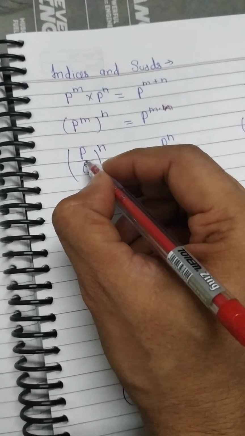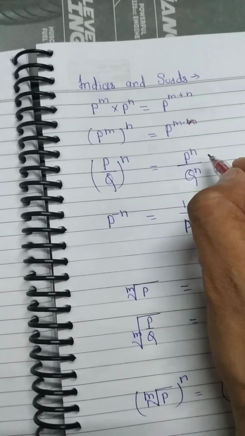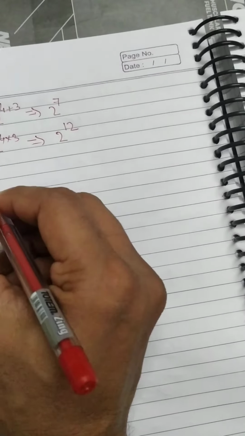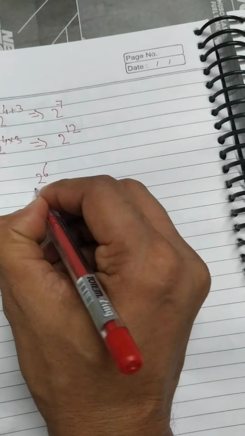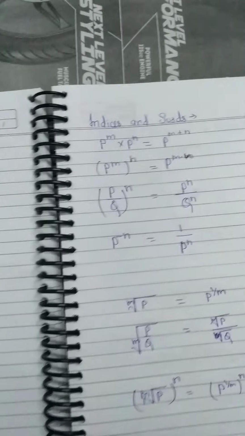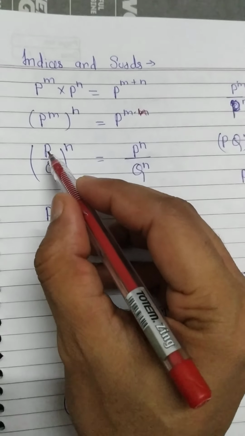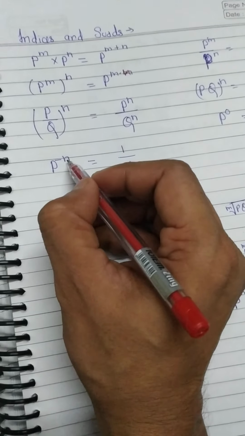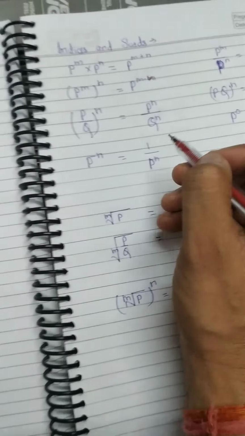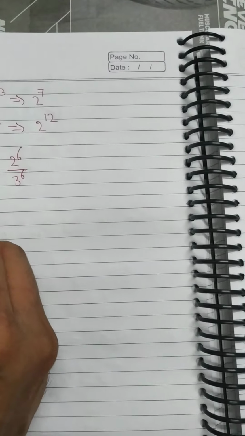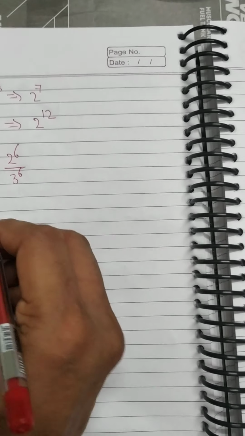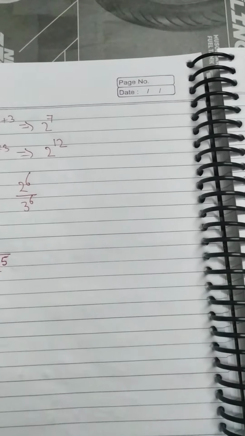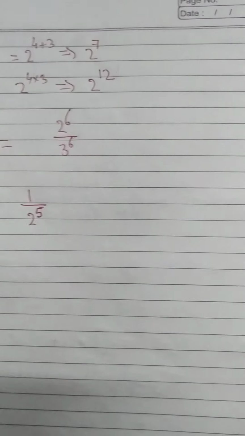If they are given (p/q)^n equal to p^n / q^n, suppose (2/3)^6, it means 2^6 divided by 3^6. So it is a simple way to calculate. Okay, if they are given p^(-n), then it is 1 by p^n. If they are given 2^(-5), it means just 1 divided by 2^5. You must know this type.